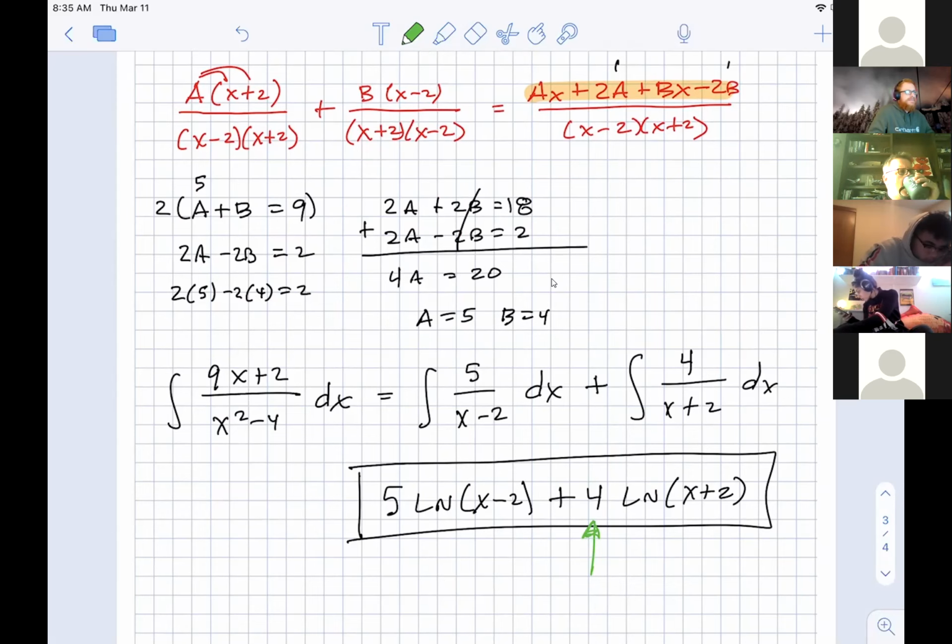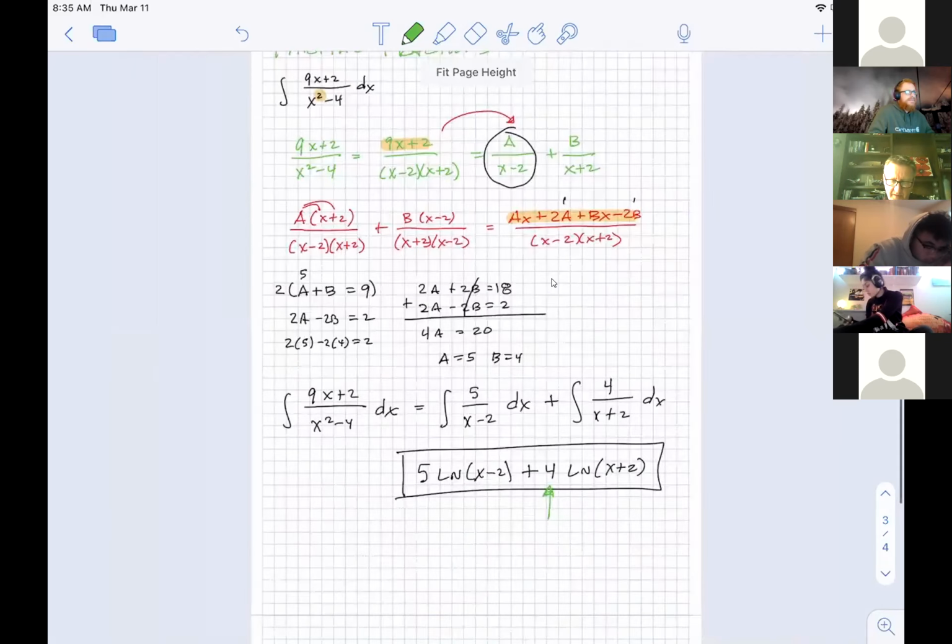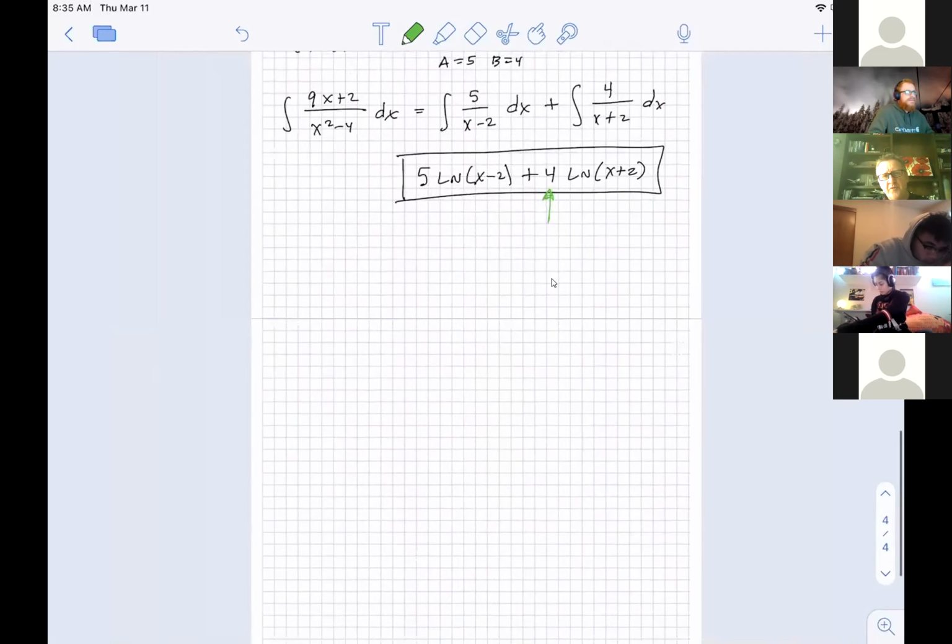So, good thing that you're told that. On a test, if I want you to use partial fractions, I'll probably say use partial fractions to take this integral. Let's try that right now.